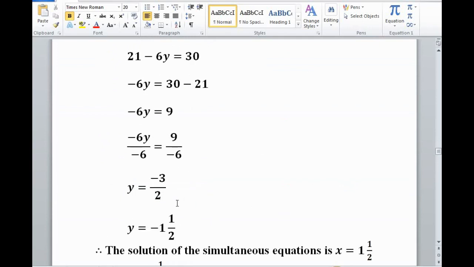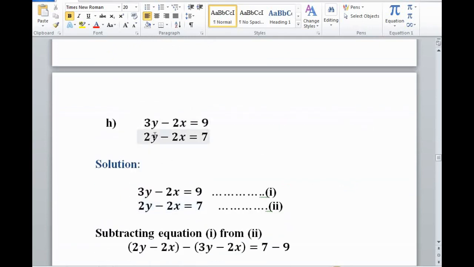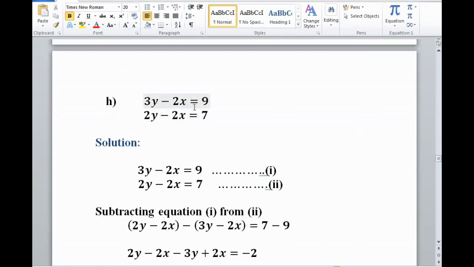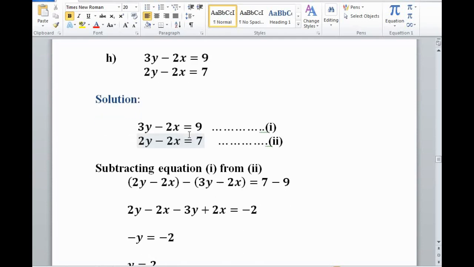Next part from this question is two linear equations in different variables y and x: 3y negative 2x equals 9 and 2y negative 2x equals 7. Once again we have two like terms, negative 2x, negative 2x. So we can eliminate variable x if we subtract equation number 1 from equation number 2, or equation number 2 from equation number 1. Let's do it.